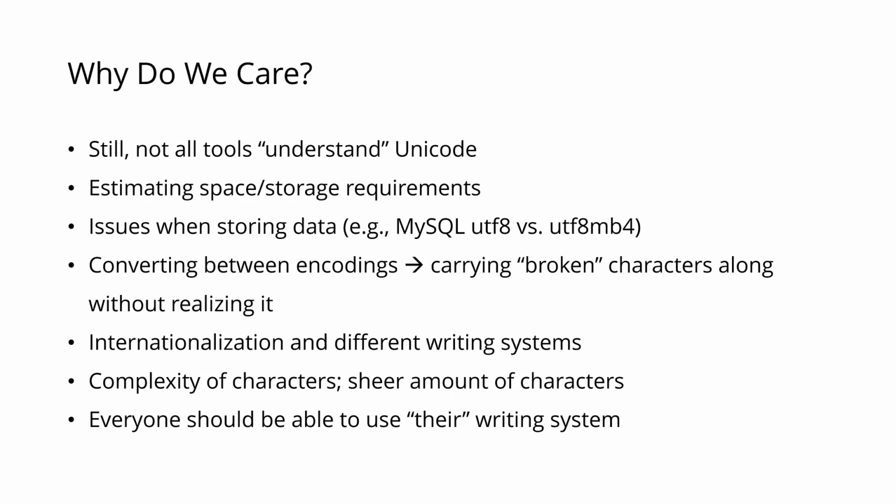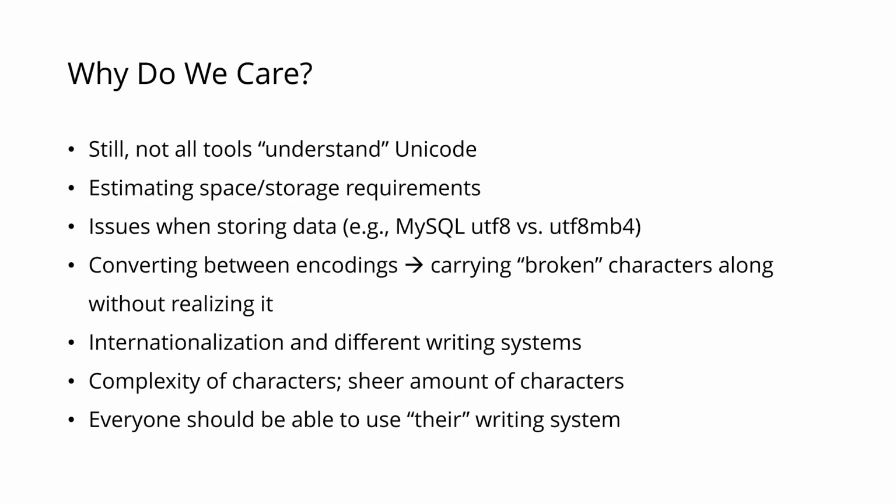Now, of course, this is also very important if we are looking at internationalization and different writing systems. And if we want to, for example, have multilingual data, we need to find ways of representing these other writing systems. It's also interesting from the perspective of the complexity of characters and just the sheer amount of characters. So as we see in Unicode, there are over 140,000 characters. So that gives you kind of the perspective on how many characters there are and how much needs to go into this. And finally, I want to point out that Unicode also has this very nice side effect, not necessarily a side effect, I mean, it's in their mission statement, that everyone should be able to use their writing system, especially on all their devices.